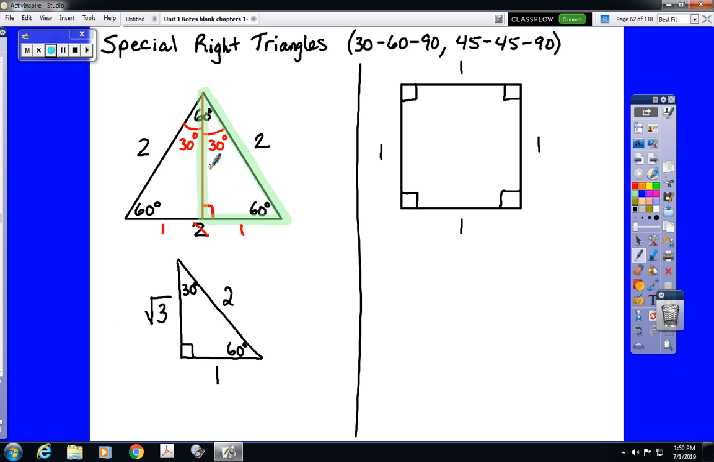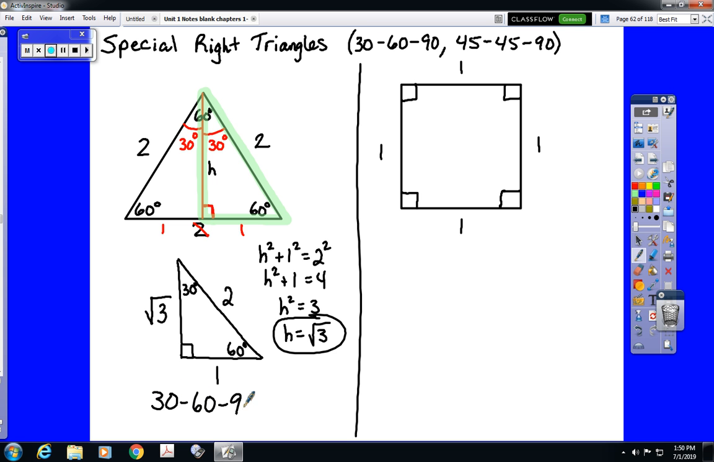If you want to know how I did that, let's call it h. h squared plus 1 squared is 2 squared, so h squared plus 1 is 4. Subtract 1 from each side and take the square root. I'm not using a plus or minus symbol only because this is an actual length, and in an actual picture with actual length, length cannot be negative. So our 30-60-90 triangle looks like that.